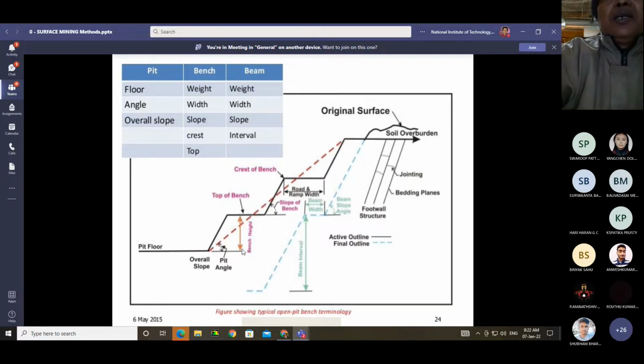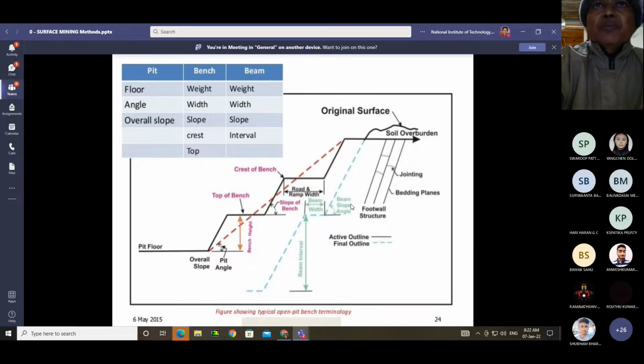Okay, and this pink arrow is the bench height. This is the vertical height of the bench. And this is the slope angle of the bench, the angle of slope of the bench, and this is the road and ramp width. This is the road on which the trucks have to move. So this is the road width, and this is the berm width, berm slope angle.